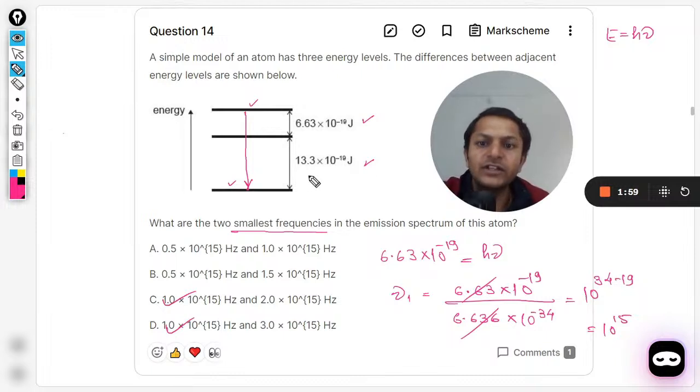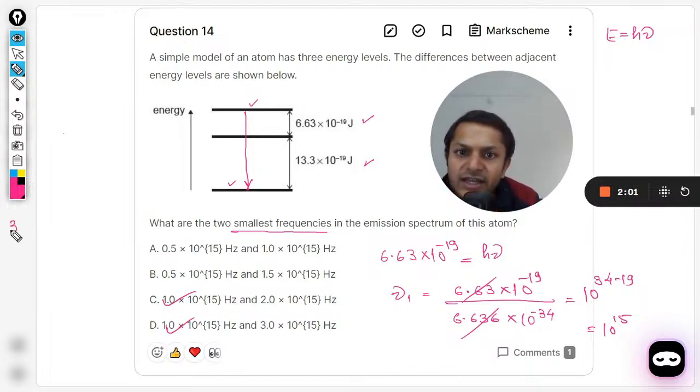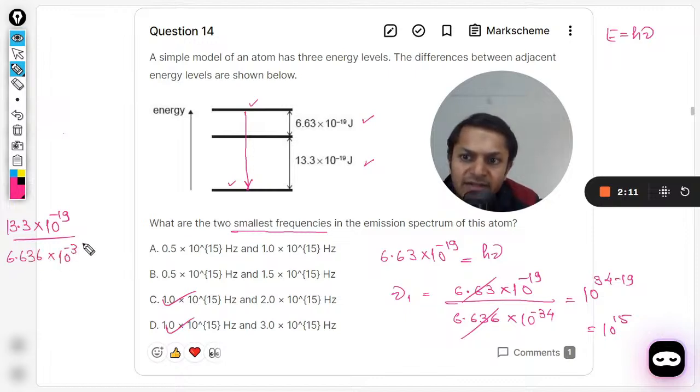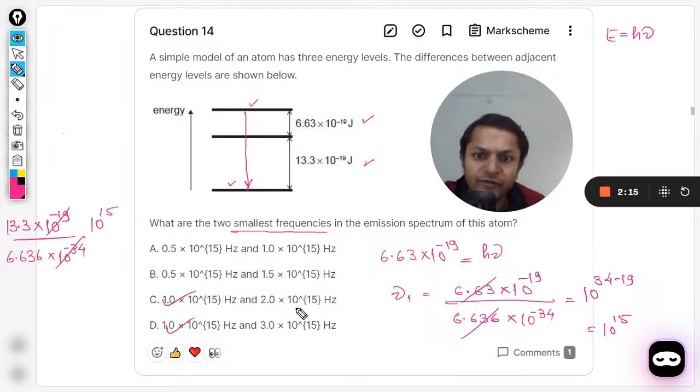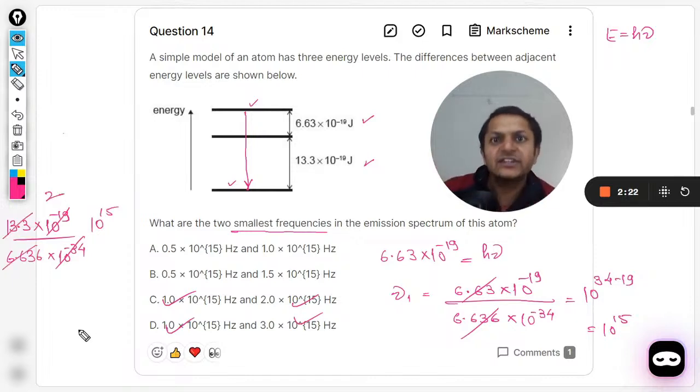Now we are going for the second case. So the second case energy is 13.3 × 10^-19. By using the same formulation, we would be dividing it by 6.63 × 10^-34. So this is going to give you the same power, 10 raised to power 15. And what about this, 2 or 3? It's approximately 2, isn't it? We can clearly say it, 6 2s are 12. So it's approximately 2, and clearly the answer will be C.